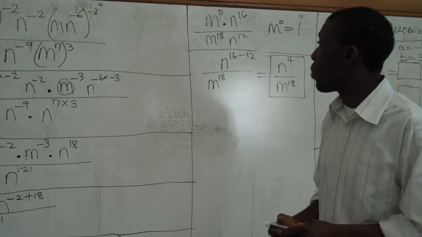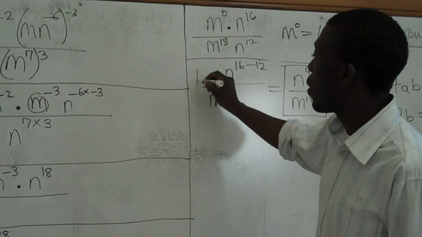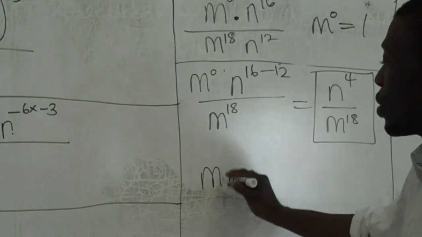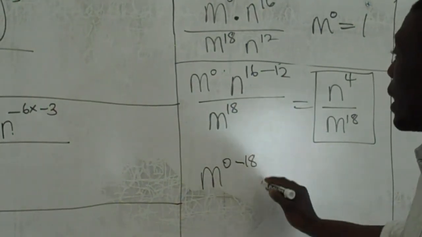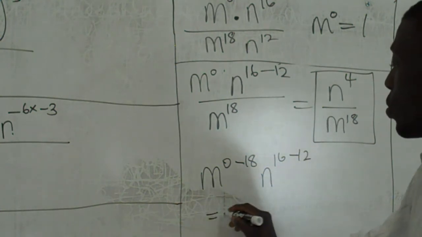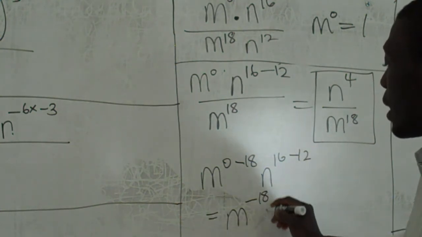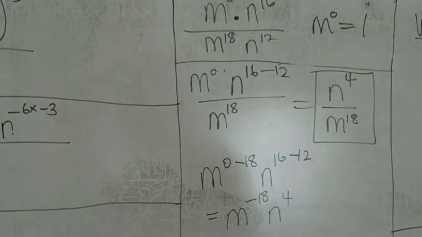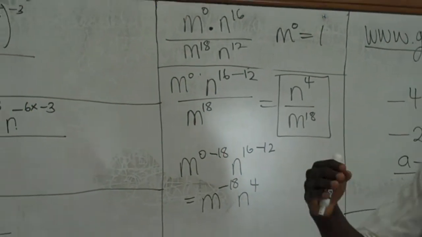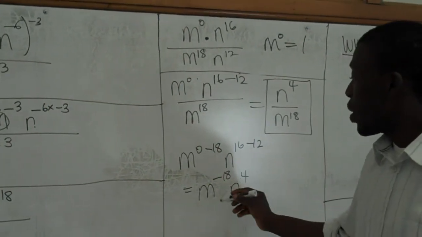Let's say, for example, you kept solving and you left your m to the 0. What that means is that you would have m to the 0 minus 18, and then n to the 16 minus 12. This is then equal to m to the power negative 18, n to the 4th power. That is one way the simplification can go. But we don't want negative exponents at the end of the solution, at the end of the problem. So what we do is we rewrite it.